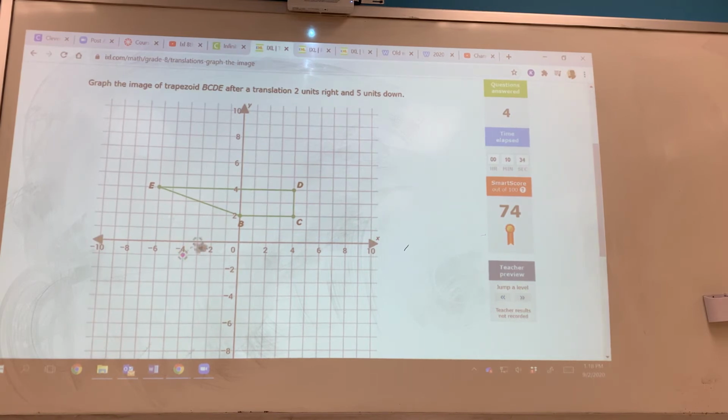Click. All right. Now I'm going to go to point B, and I'm going to do the same thing. So 2 to the right, 1, 2, 1, 2, 3, 4, 5. Click. I'm going to go to C. 2 to the right, 5 down. 1, 2, 3, 4, 5. I'm going to go to point D. 2 to the right, 5 down. 1, 2, 3, 4, 5. Click. And we have now translated that trapezoid.